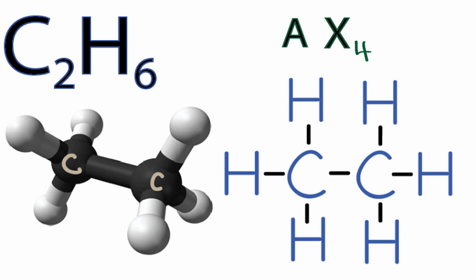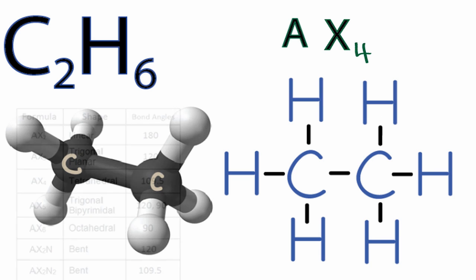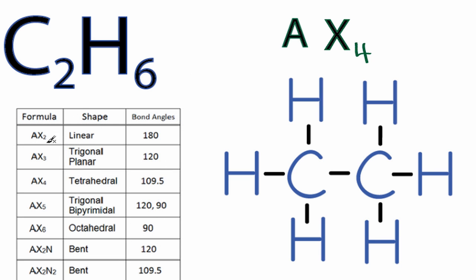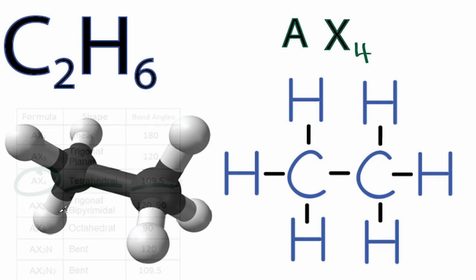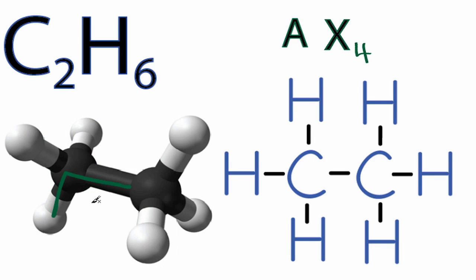You could have memorized that AX4 is a tetrahedral molecular geometry, or if you have it, you can look it up on a table. So as we go down our table, we start out with AX2, which is linear, and then right below it, we have AX3, which is trigonal planar, and then we get to AX4, which has a tetrahedral molecular geometry with bond angles of 109.5. The bond angle here, this one here, that would be 109.5. Same with this one. And then over here, we have 109.5, and then on the other side. So those are the bond angles for C2H6. It has a tetrahedral molecular geometry.